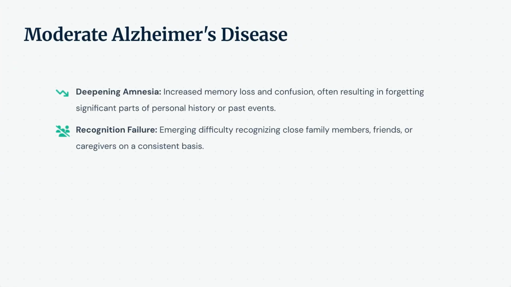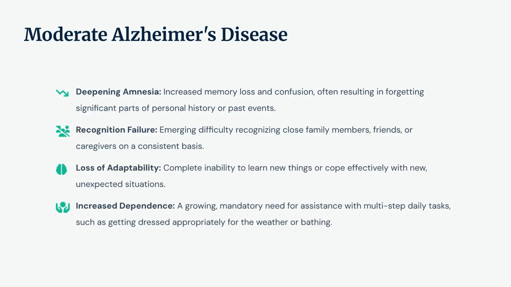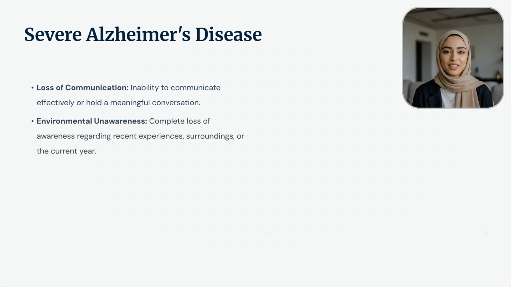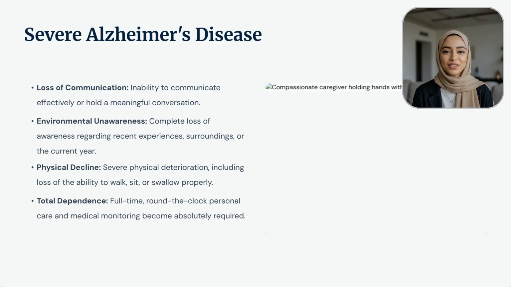Moderate Alzheimer's is characterized by deepening amnesia, difficulty recognizing family, loss of adaptability, and increased dependence for daily tasks like dressing and bathing. In severe Alzheimer's disease, patients experience loss of communication, environmental unawareness, and severe physical decline. This stage requires full-time, round-the-clock personal care.